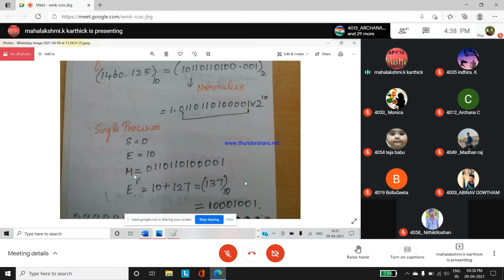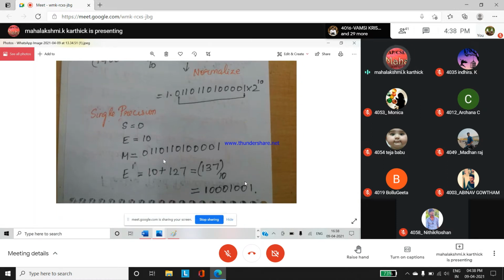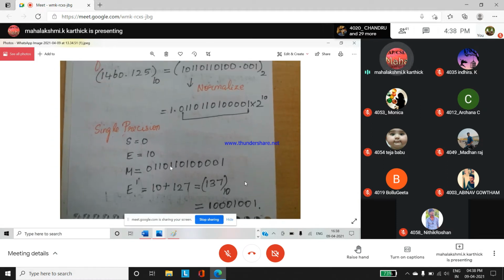Good. M is the mantissa value, the part after the point. It is also called the fractional value. Just note down this mantissa value. Then we have to do biasing. For single precision, only if we bias can we replace it in the bits of the field assigned in that format.